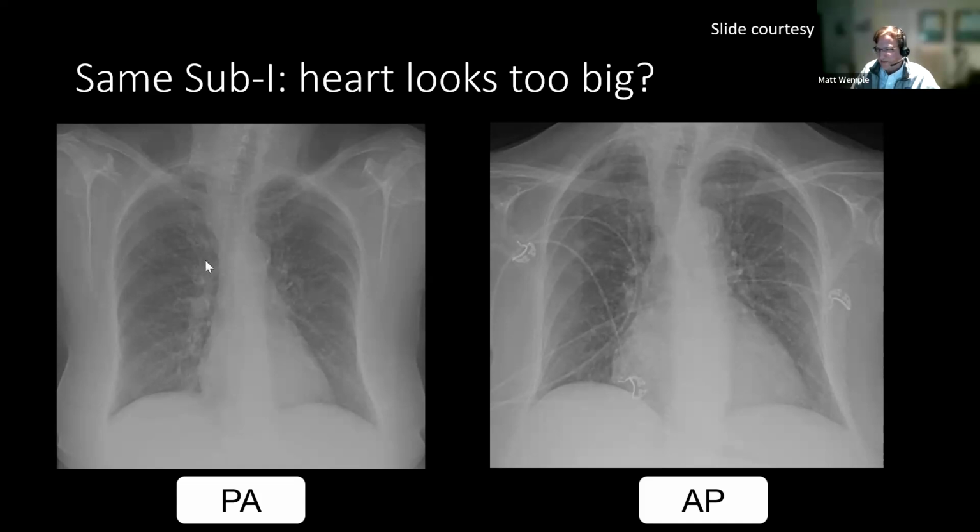This is another reason why the PAs generally give a better picture, but they're just hard to get because the patient usually has to stand up for those PA films. Whereas in the ICU, they're all in bed, or in the ER, they're all in bed. And so you're just putting a plate behind them.